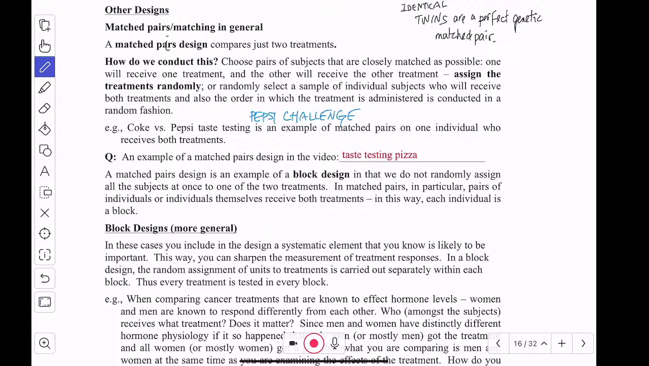Now the way it was conducted is considered a matched pairs design. It's considered an experiment. So to be an experiment, it would have to be the case that there is control, that there is randomization, and there is replication. So I want you to describe to me what would be the control, what would be the randomization, and what would be the replication of such an experiment.